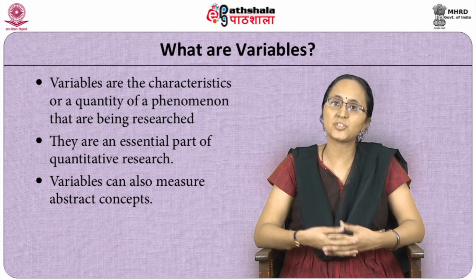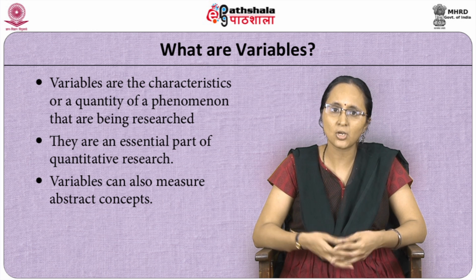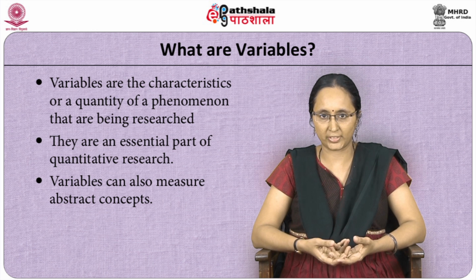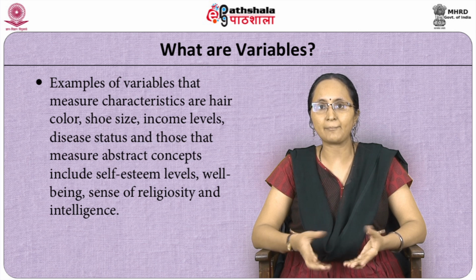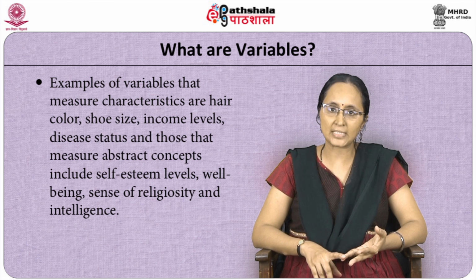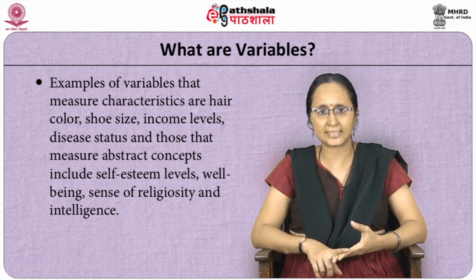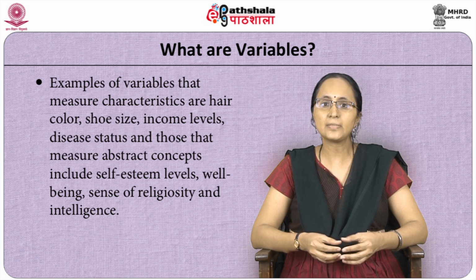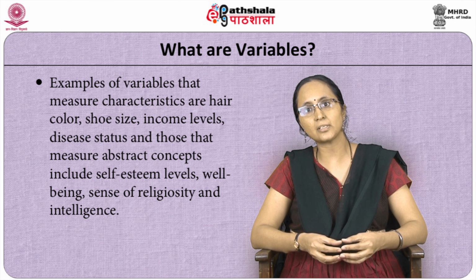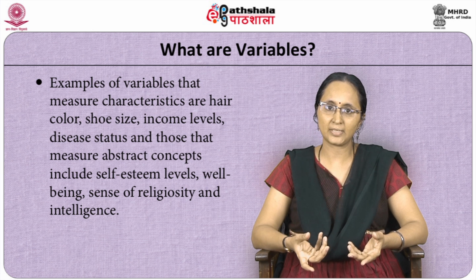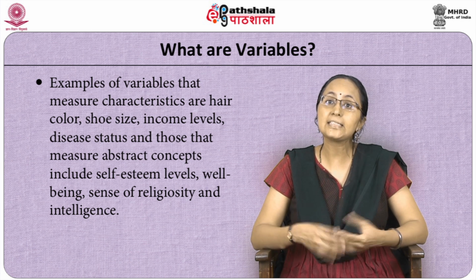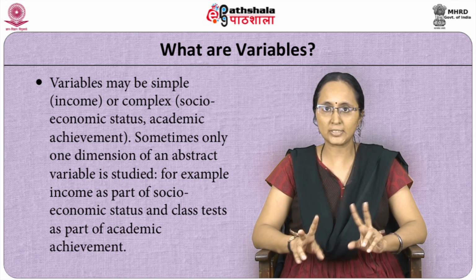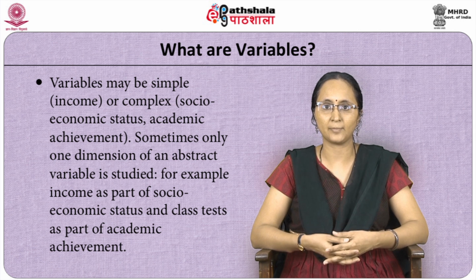Variables can measure abstract concepts or they can measure characteristics. Variables that measure characteristics, examples are hair color, shoe size, income level, disease status, etc. Variables that measure abstract concepts include things like self-esteem level, well-being, sense of religion, intelligence. So, you have both simple and complex variables as well.